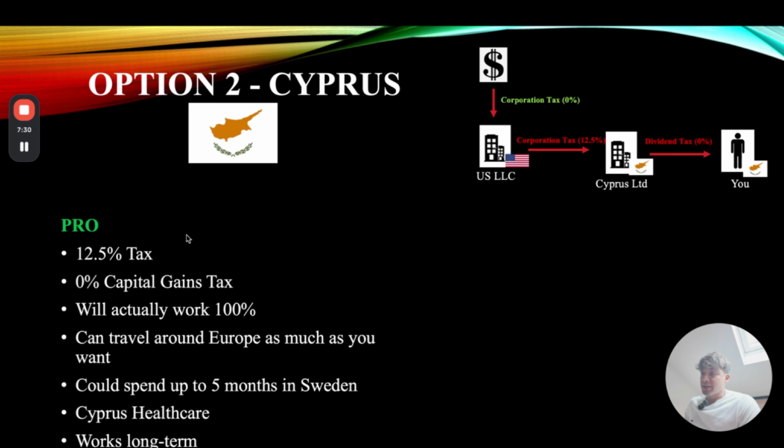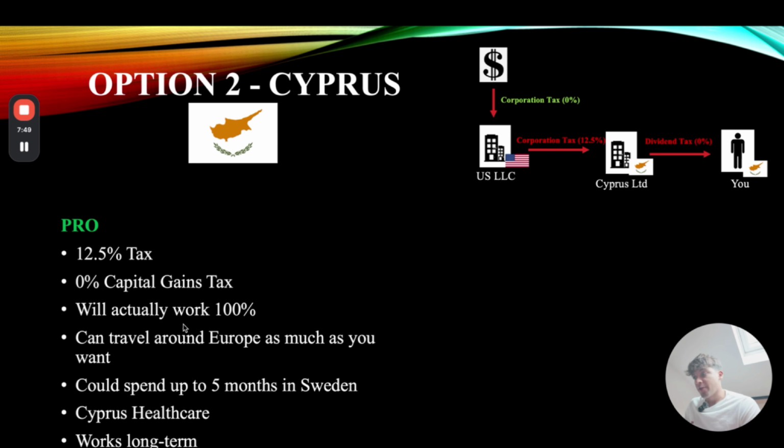Pros: 12.5% tax, 0% capital gains. It will actually work 100% because it's proven and other European countries actually recognize this. You can travel around Europe as much as you want. You can spend up to 5 months in Sweden, in Italy, and in your home country, whatever this is.